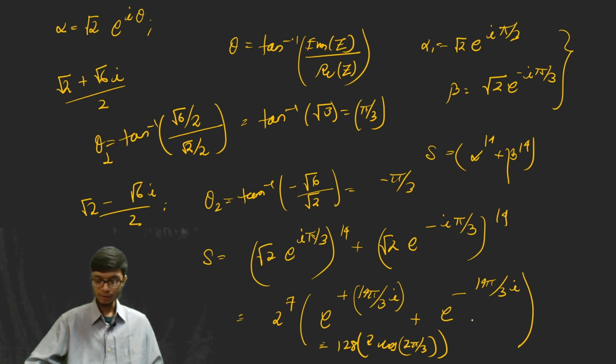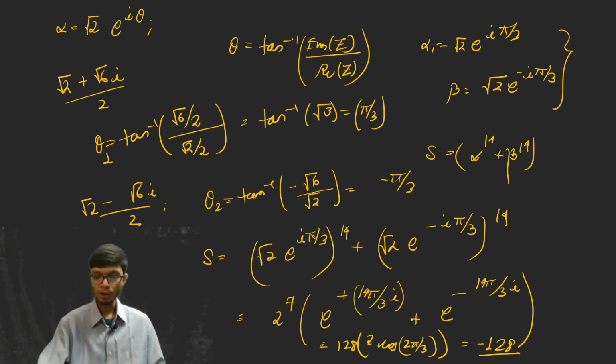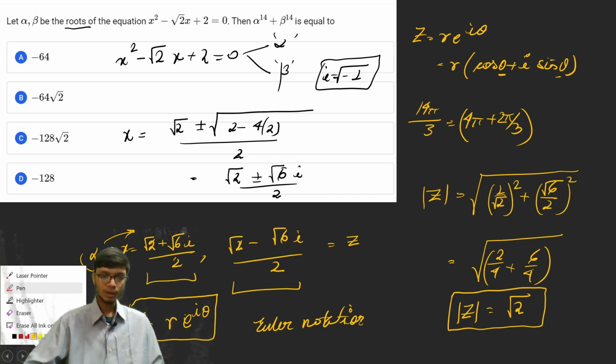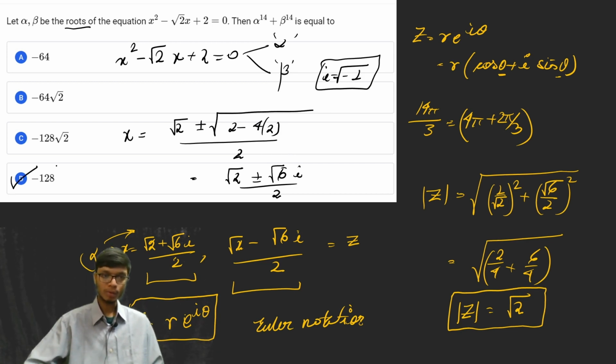And if you calculate this value, cos of 2 pi by 3 is basically equal to minus 1 by 2. So from here the answer will be equal to minus 128, because the denominator 2 and the numerator 2 get cancelled, and the result you will get is minus 128. I hope you have got this particular answer. And the answer to this particular problem will be option number D. So that's the right answer.